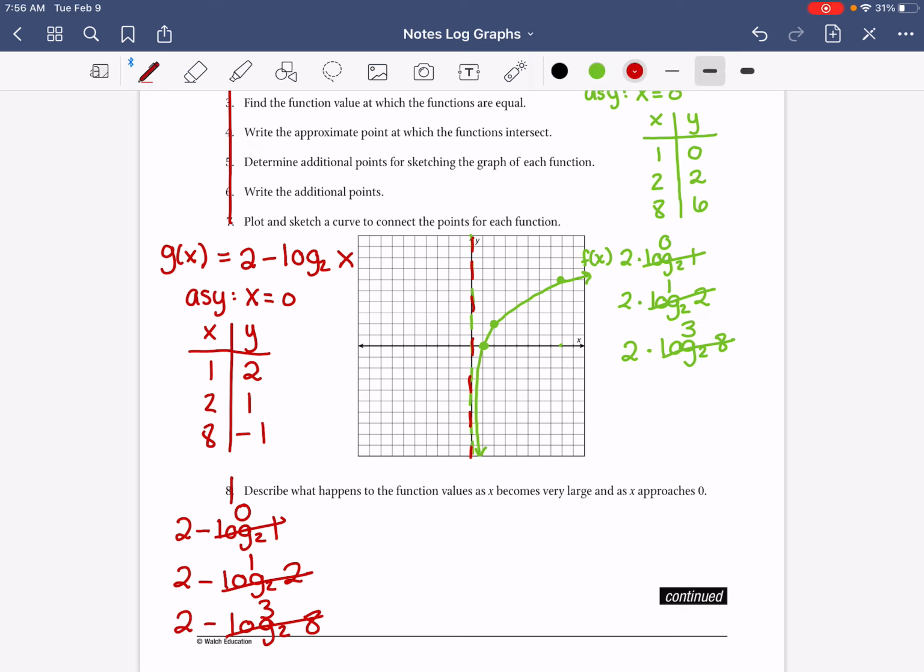All right, now I'm going to plot those points. So 1, 2 means right 1, up 2. 2, 1 means right 2, up 1. And then 8, negative 1 means right 8, down 1.